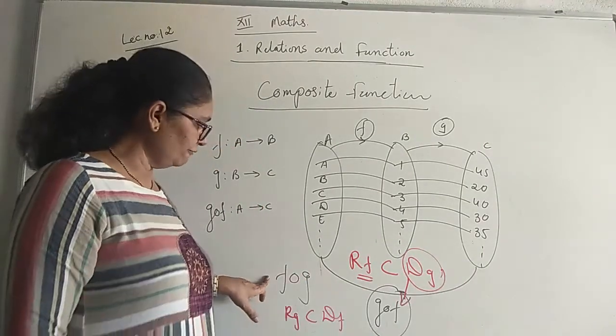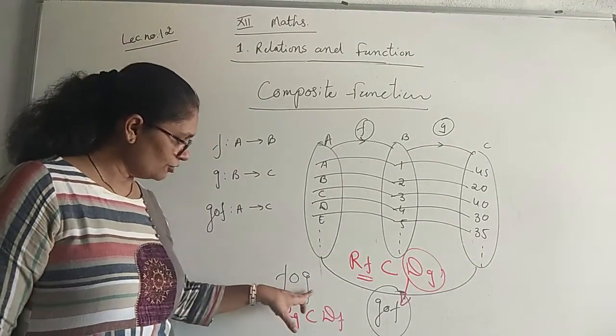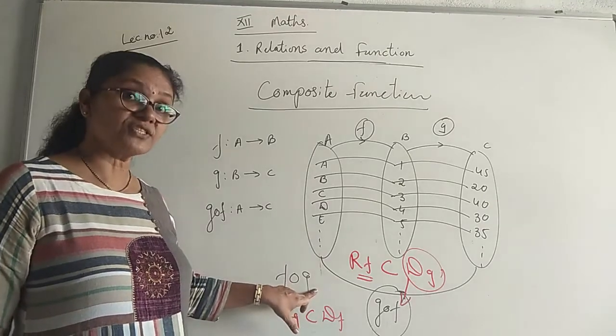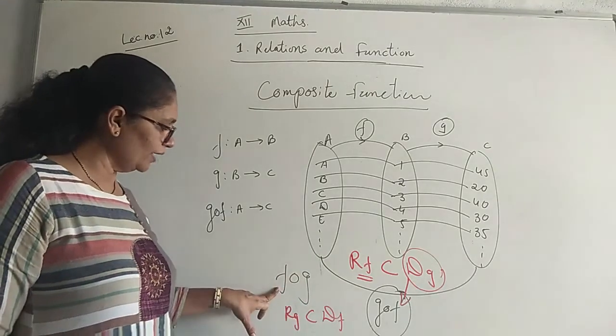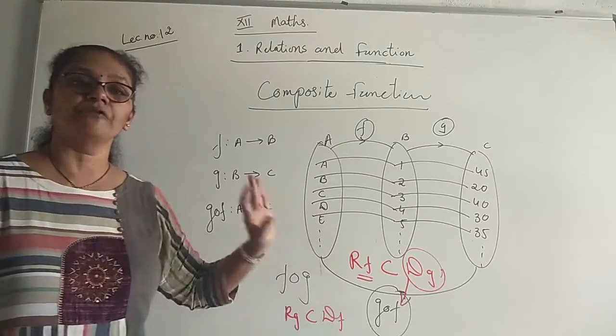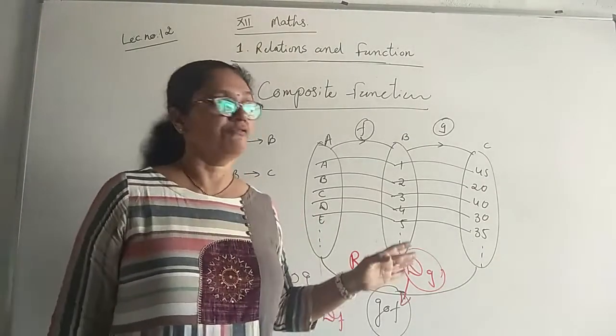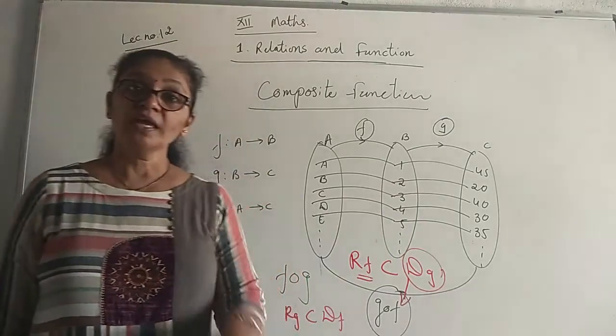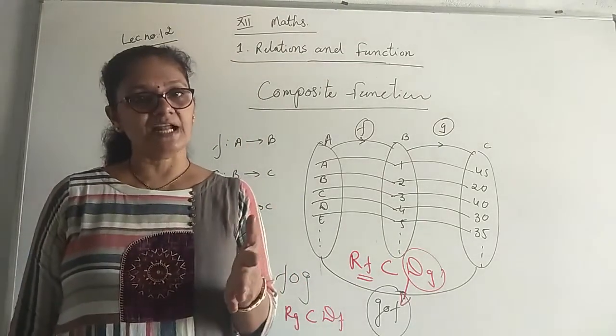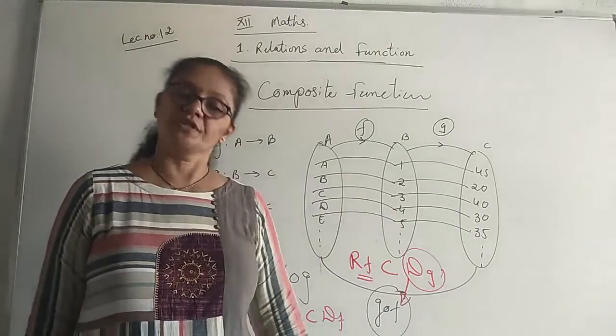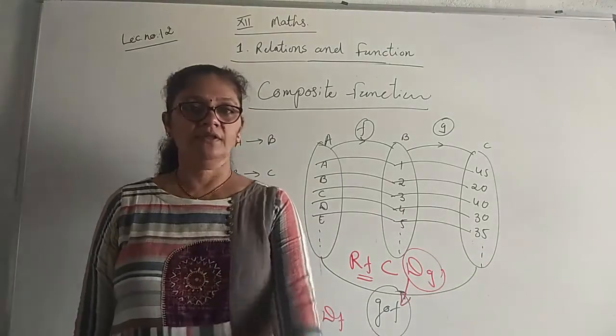In the same way, what we learned for f o g is that if the range of g, the second function, lies in the domain of the first function, then f o g will exist. So I think what the composition of a function is, is more clear to you. In our next class, we will start examples of composite functions. So for today, thank you very much.